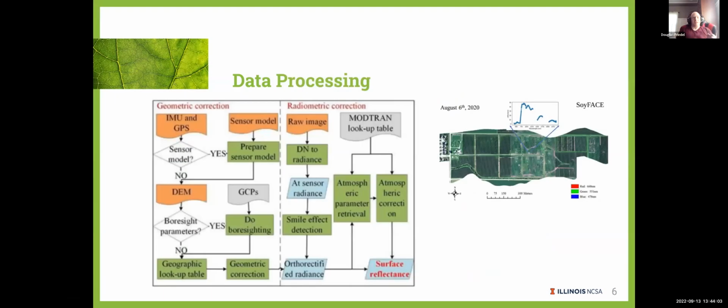Here's just a quick overview of the data processing workflow. You can imagine the data is effectively a linear strip, but then you have to do all of the geometric corrections, and you end up with something that's kind of wiggly because the plane's not always aimed straight down, not always perfectly level, not always at the exact same altitude, things like that. So you end up with a very interesting looking data product.